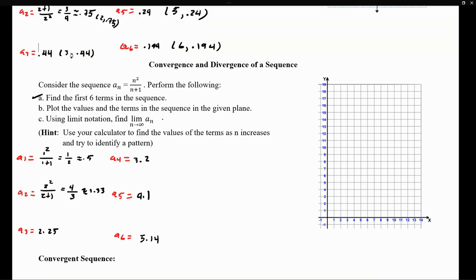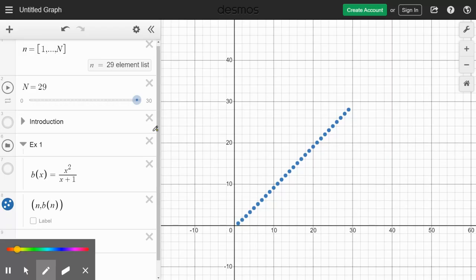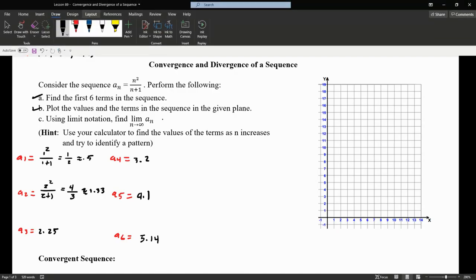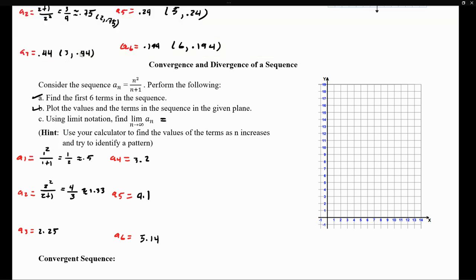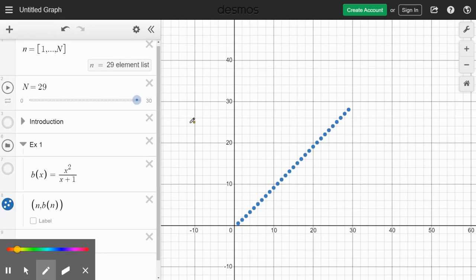So if I keep plugging higher and higher terms in my sequence, I don't seem to be approaching a certain value. I seem to be just increasing without a bound. So therefore, the limit of this sequence, we can say, is positive infinity, because notice, let's plot more points.